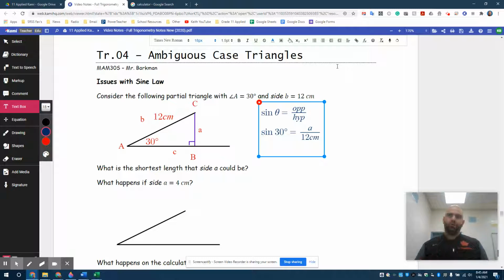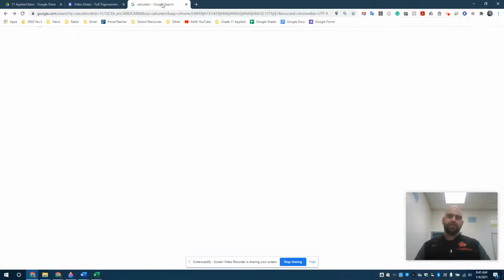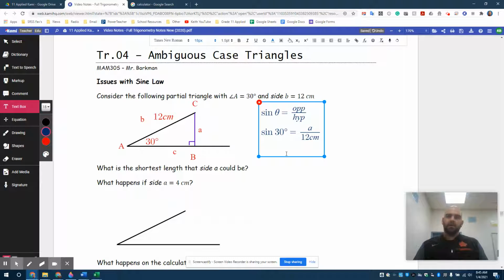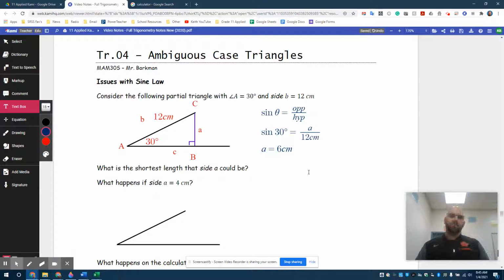Now, I'm not going to say that this is easy in any way, but this is one that you should know. We do our sine ratio, 12 times sine of 30, and it's a really nice number. When we multiply that out, we get that A is equal to 6 centimeters. Okay, that is our shortest possible solution to this triangle. We can have a much longer side, which would make it a different triangle. But in this case, we have our shortest possible side, and that side is 6 centimeters long.